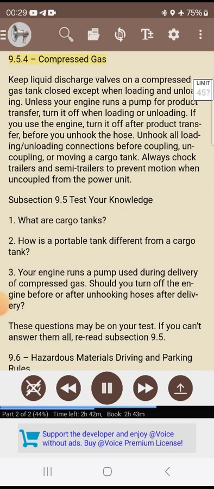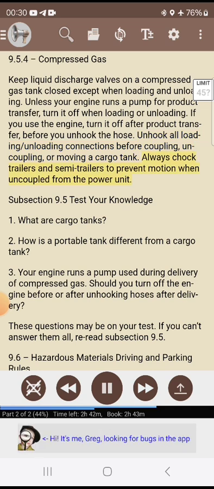9.5.4 Compressed gas. Keep liquid discharge valves on a compressed gas tank closed except when loading and unloading. Unless your engine runs a pump for product transfer, turn it off when loading or unloading. If you use the engine, turn it off after product transfer, before you unhook the hose. Unhook all loading and unloading connections before coupling, uncoupling, or moving a cargo tank. Always chock trailers and semi-trailers to prevent motion when uncoupled from the power unit.